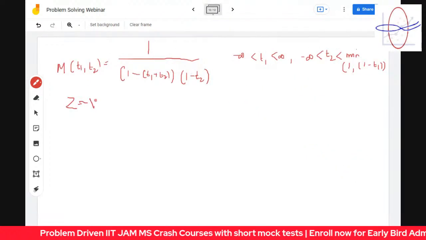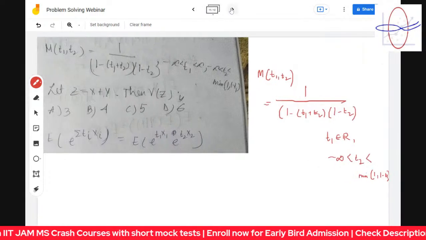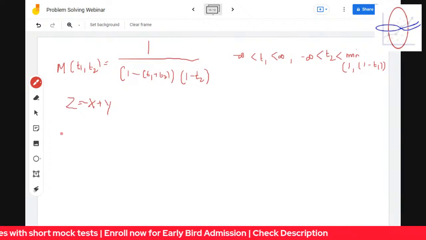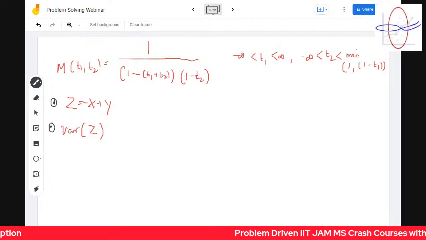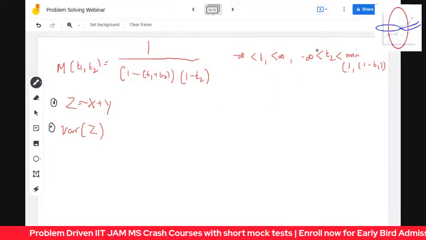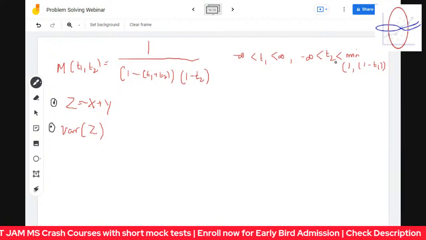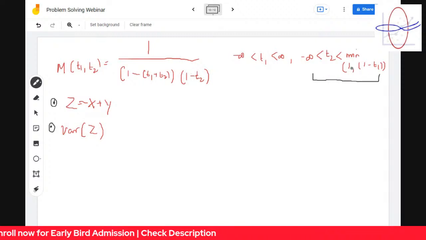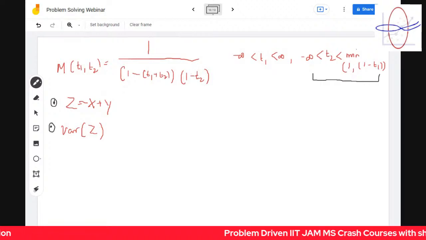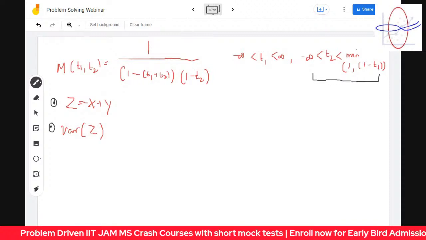So Z equal to X plus Y. We have to find the variance of Z, okay? Good. So we have to find the variance of Z, but before that, let's understand this M(t1, t2). This weird condition is here that t2 is less than the minimum of this comma this. So t2 is actually dependent upon t1. It can happen, actually. But let's find out Z equal to X plus Y. You have to find the variance of Z.